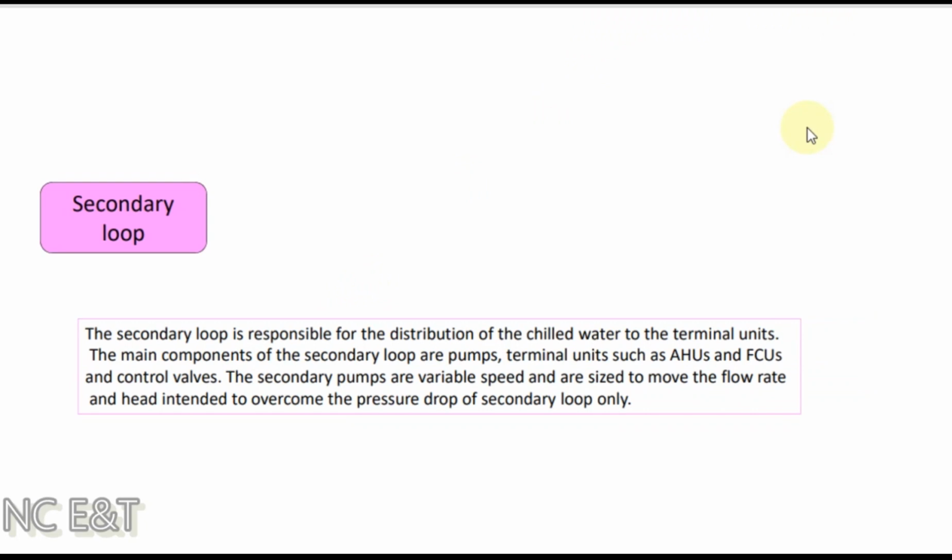What is the secondary loop? The secondary loop is the chill water piping network outside the chiller plant and inside the building connecting the air terminals, and it is responsible to receive the chill water from the chiller plant and to distribute it inside the building up to the terminal units such as AHUs, FCUs and control valves. The secondary pumps are variable speed and are sized to move the flow rate and head intended to overcome the pressure drop of the secondary loop only.